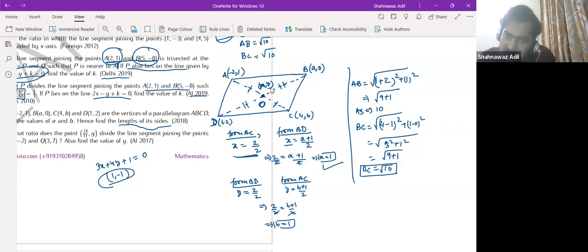Similarly, we calculate y, which is y1 plus y2 by 2. So 3 plus 1 by 2. And 0 plus 2 by 2. So 2 by 2. So again, this is the equation that we have done previously, right? Shaima, so now we understand this thing. Yes, sir.